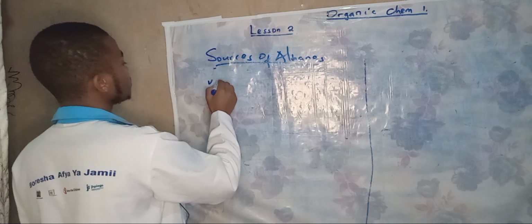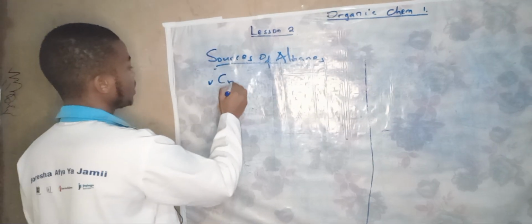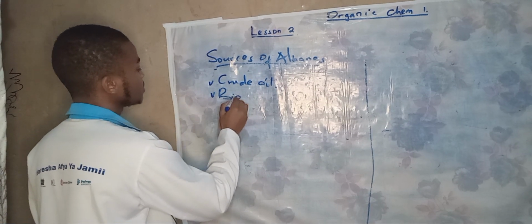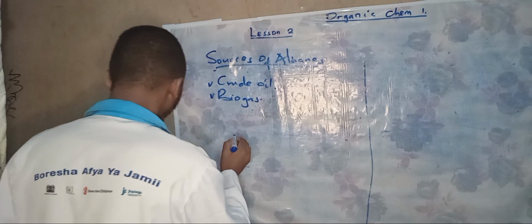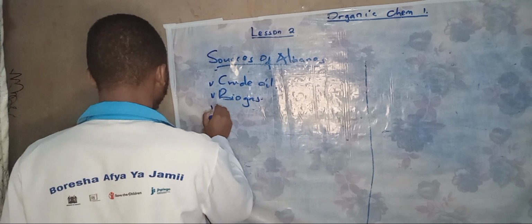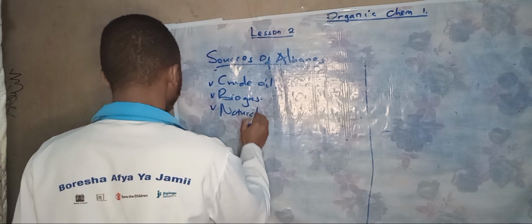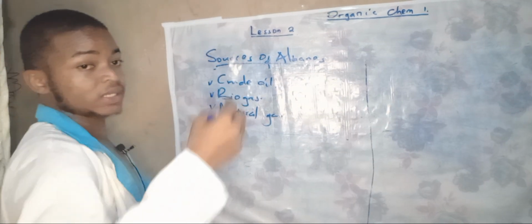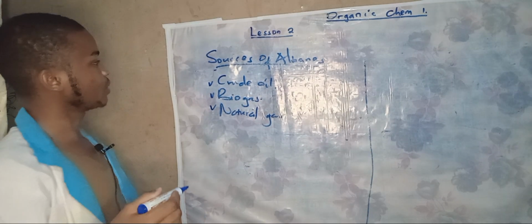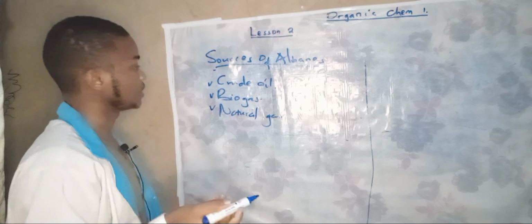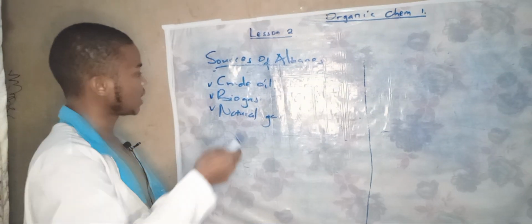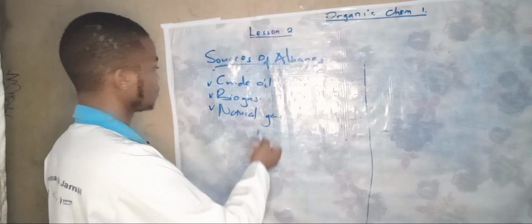So our number 1 source was crude oil. We have crude oil, we have biogas, and also we have natural gas. Suppose that a person asks you, where do you get now these alkanes? Don't wonder where to get them. Just tell the person the sources of alkanes are crude oil, biogas, and natural gas.